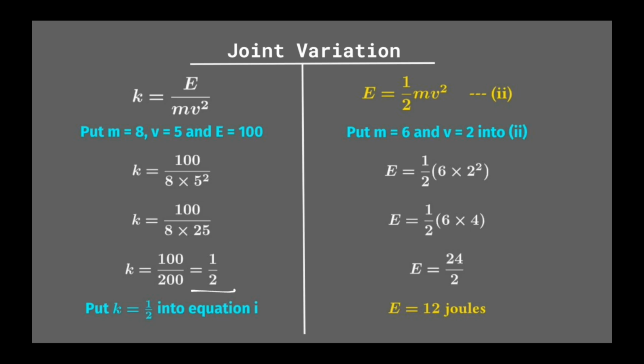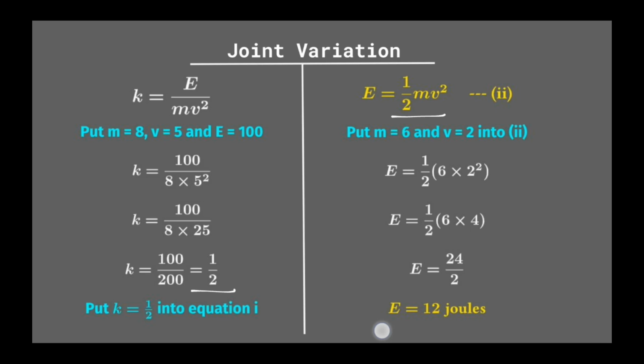Next thing is to put the constant into equation 1, the very first equation. So in place of E equals kmv squared, I'm going to have E equals half mv squared. This is an energy equation that many people are probably familiar with already. So when you have E equals half mv squared, that's equation 2. And from here, I can put the other values and find the energy when the mass is 6 kilograms and the velocity is 2 meters per second.